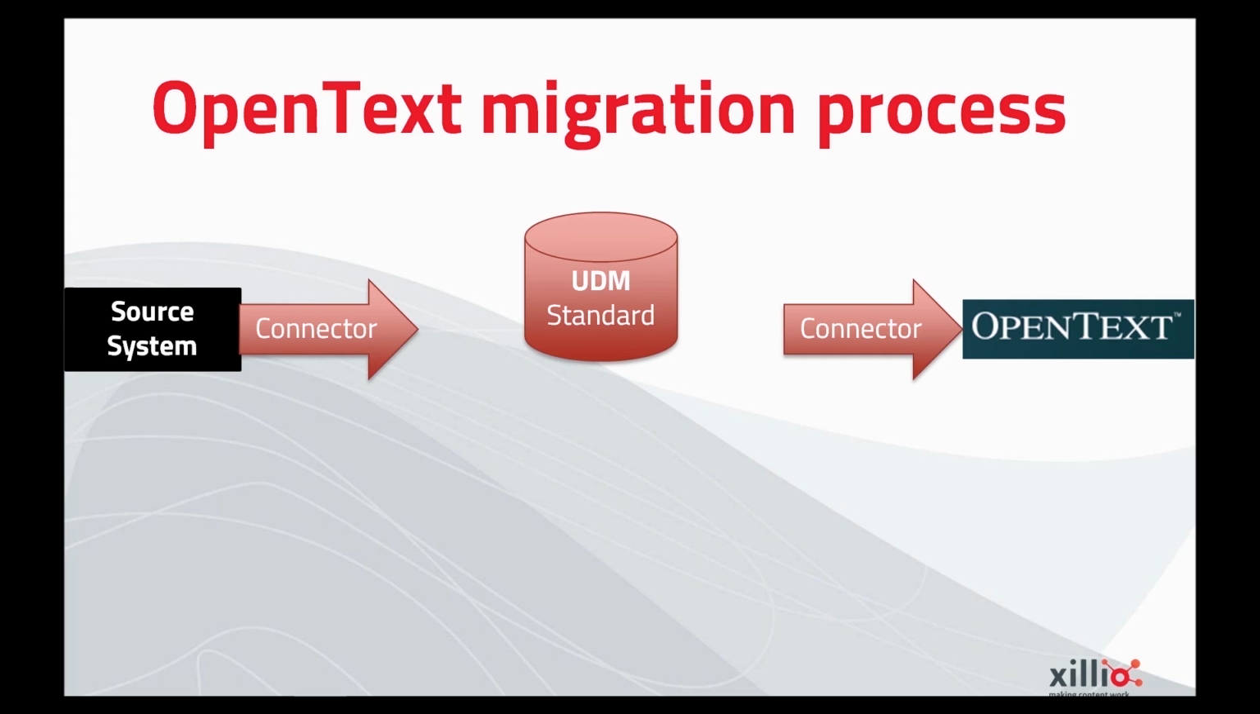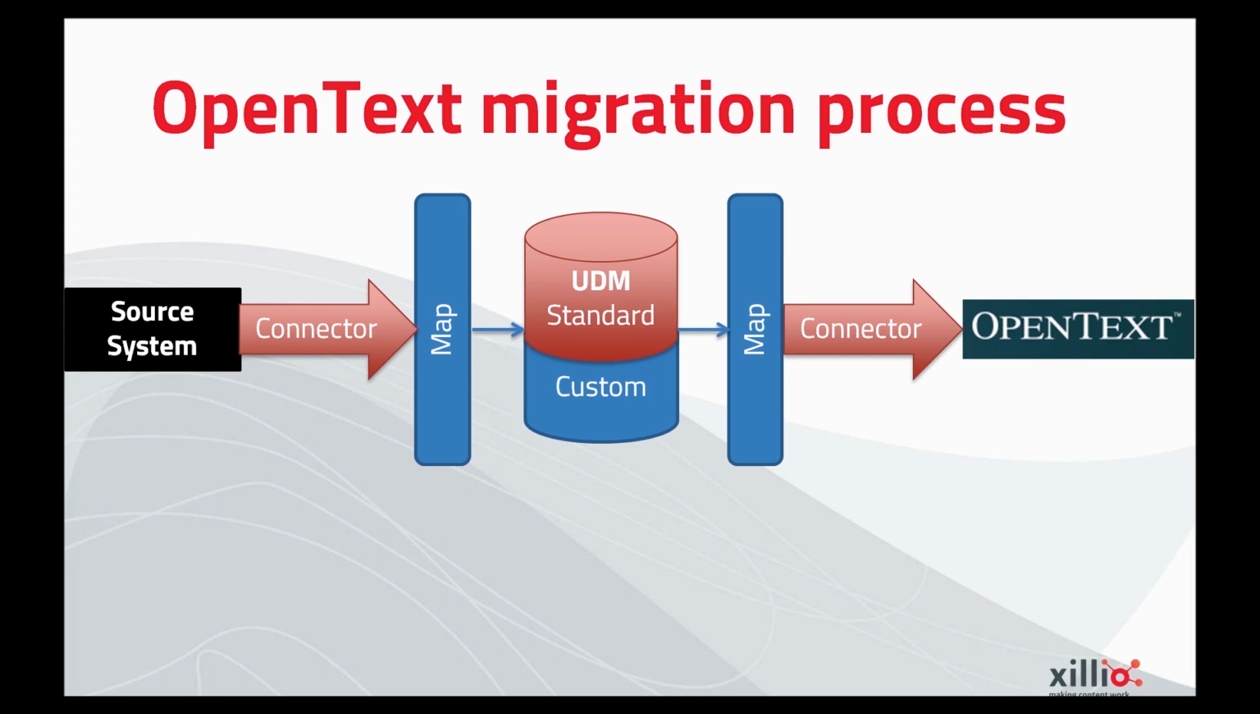Then we have added the connector. The connector is the communication interface between Xillio core and the content servers. The connector, together with the UDM standard, contain code that is valid independent of the migration project. The UDM contains also a custom part. This part includes features that are specific for the source and/or the target system.